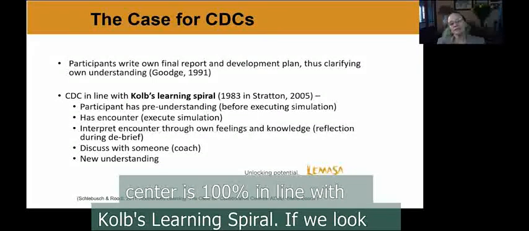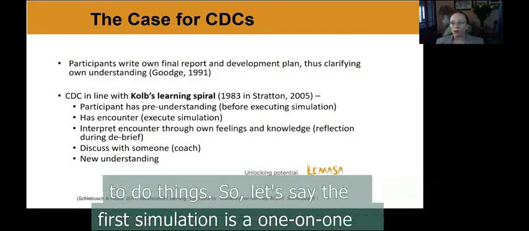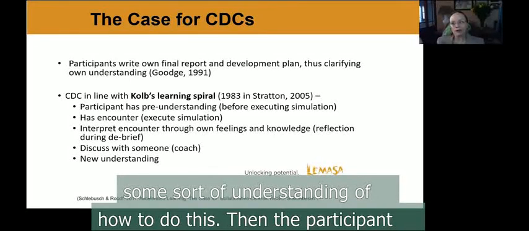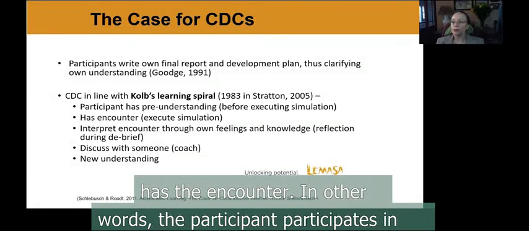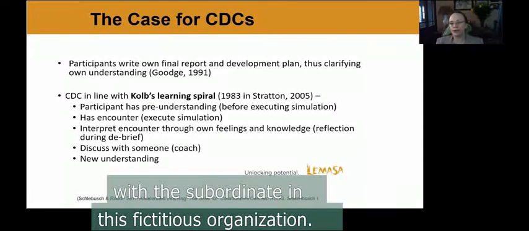The Coaching Development Center is 100% in line with Kolb's learning spiral. If we look at the learning spiral, the participant has a pre-understanding of how to do things. So let's say the first simulation is a one-on-one role play, a discussion with a subordinate. So the participant has some sort of understanding of how to do this. Then the participant has the encounter. In other words, the participant participates in the simulation. The participant has this discussion then with the subordinate in this fictitious organization.